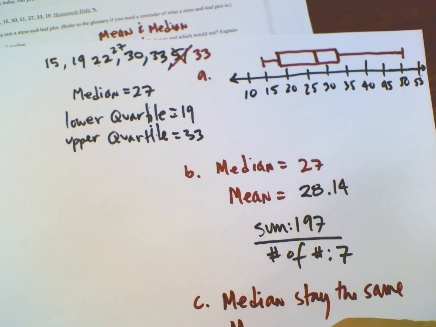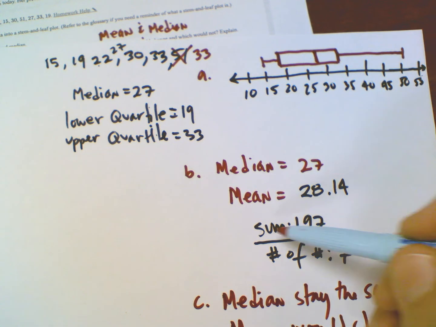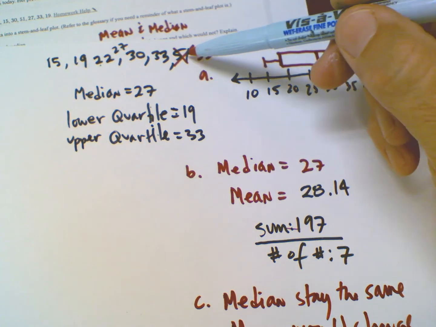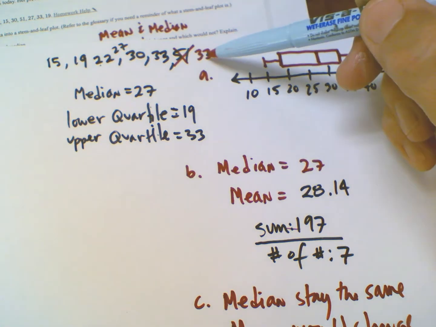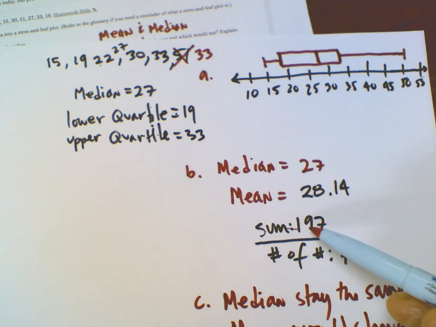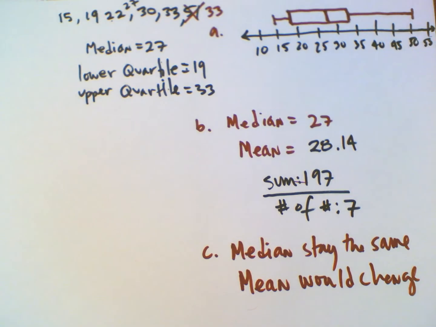What does change is the mean would change, right? The mean would change because when I did the sum, I was adding all the numbers. Well, now I'm not going to be adding 51. I'm going to be adding a 33 instead. So that's going to change that, which definitely, dividing whatever new number it is by 7, changes the mean. So the mean would change. All right. So there you go.